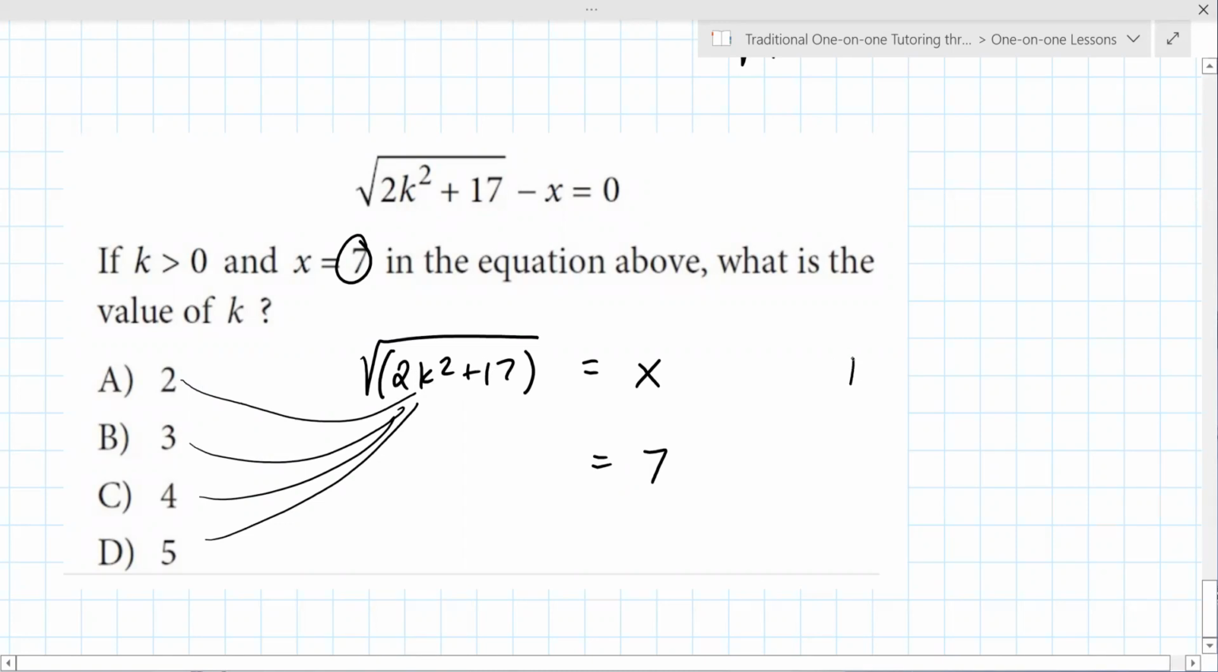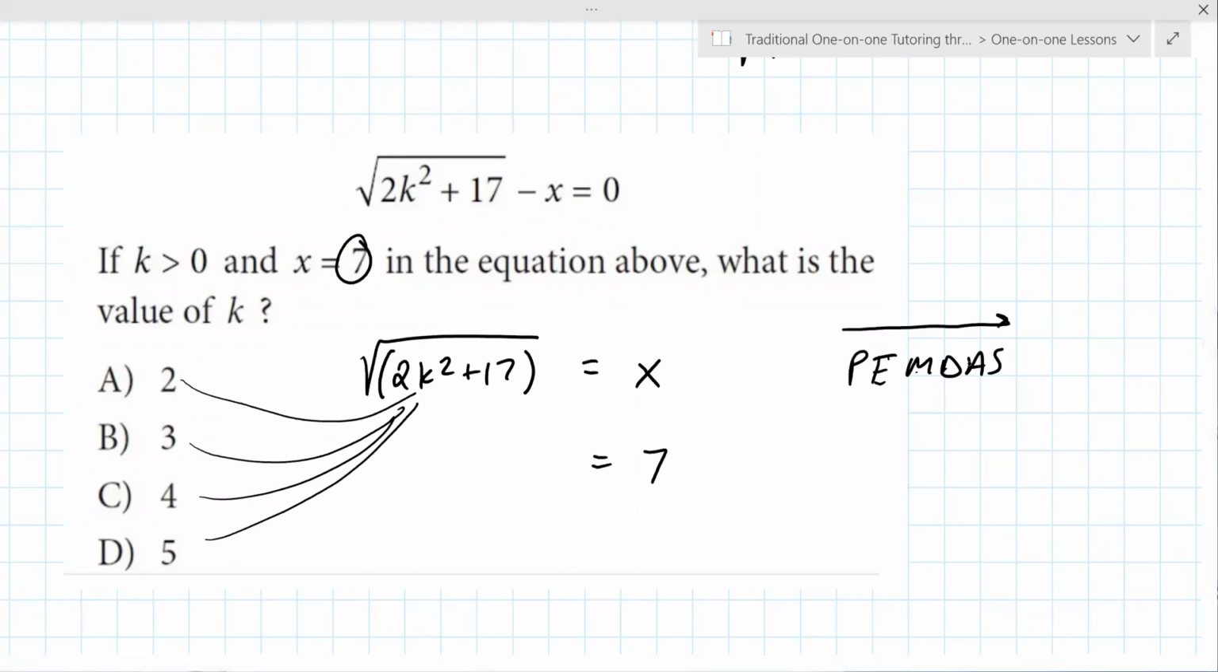Order of operations, right? When you're simplifying, you go this direction. So you're going to do exponents before multiplication before addition. Okay. So 2. 4. 8 plus 17. 21. 20.